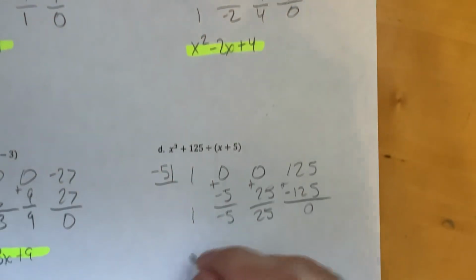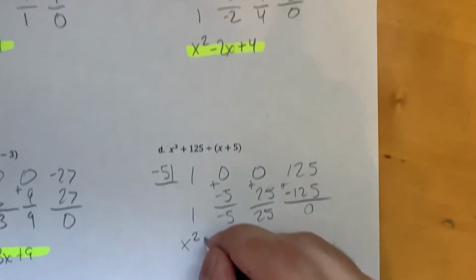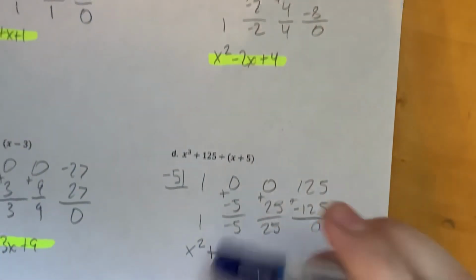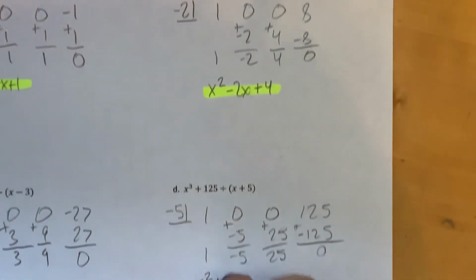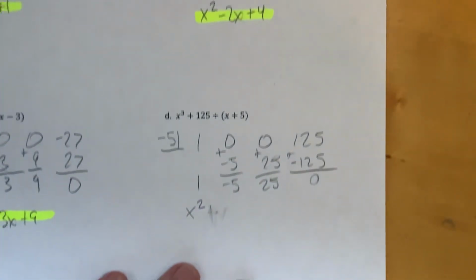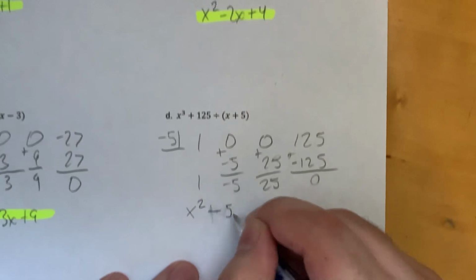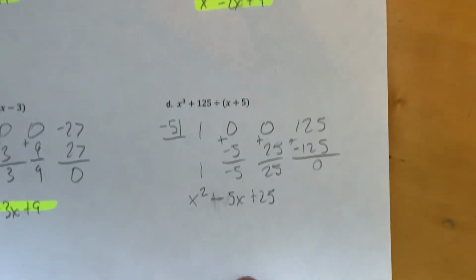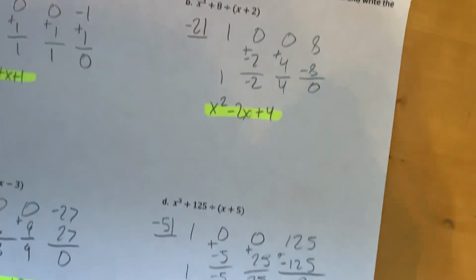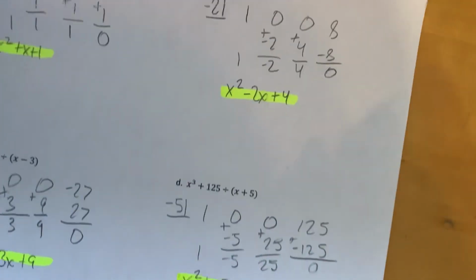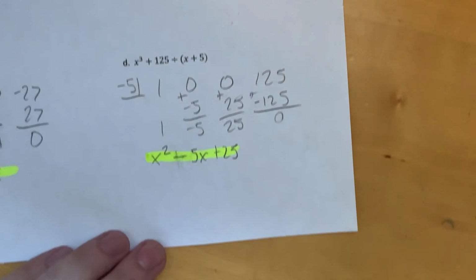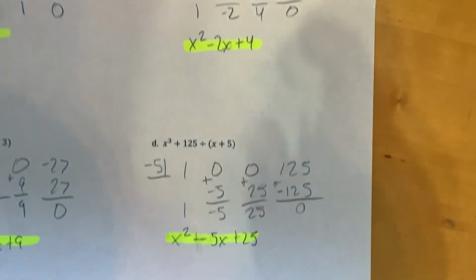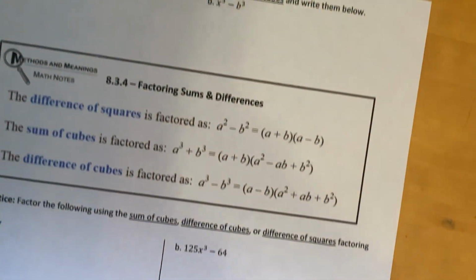So now we're going to put it in factored form. X squared minus 5x plus 25. Jumping the gun, it's just going to add 25 and leave out the negative 5x. So let's do the next page and we'll go over those patterns even further.